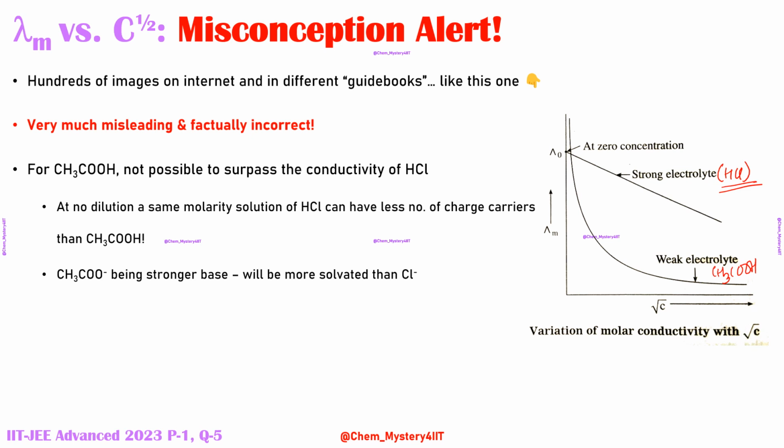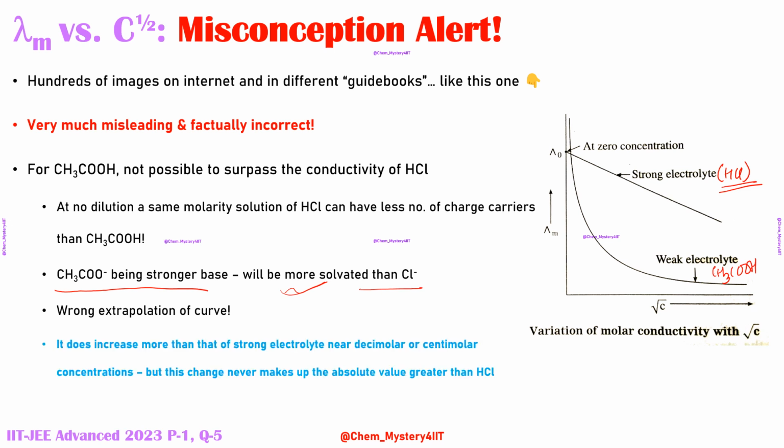Still, we cannot have the molar conductance of acetate ion greater in comparison to chloride ion, because acetate ion we understand is a stronger base in comparison to chloride ion. Acetate ion will be more solvated. If it is more solvated, it will not be very easily moving. And if it is not very easily moving, this is going to be a curve which is never going to surpass the curve of HCl. That we have to be very much clear about.